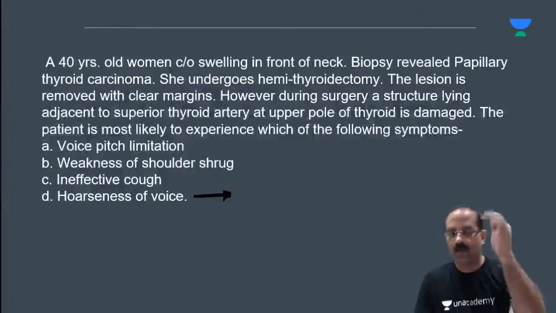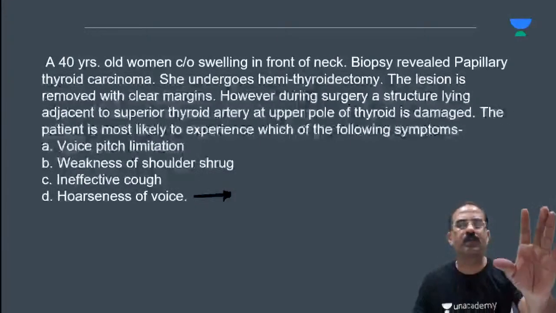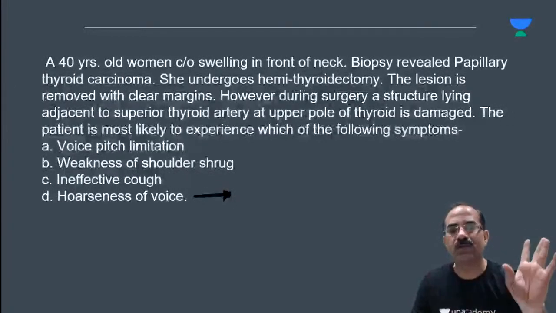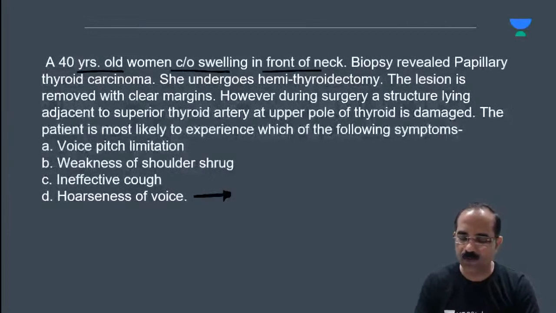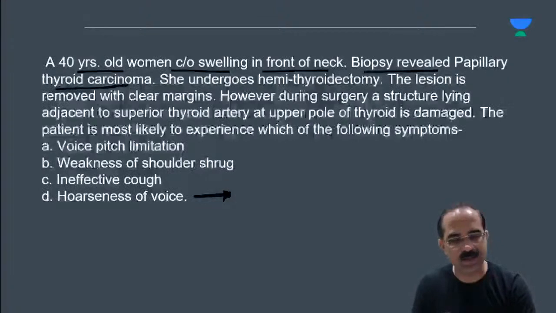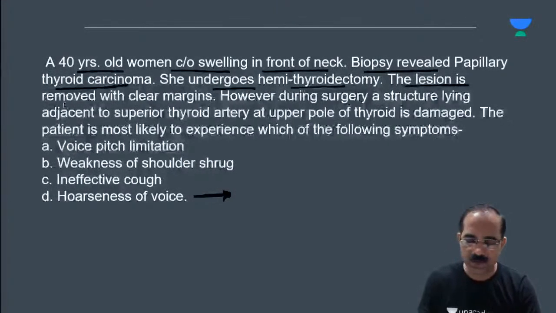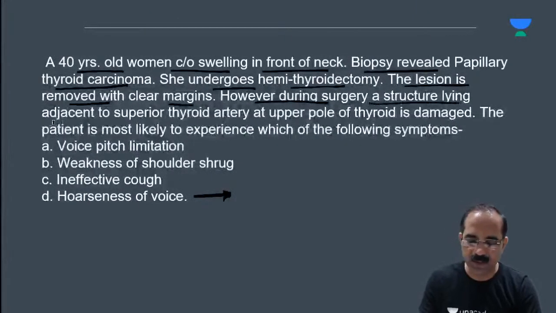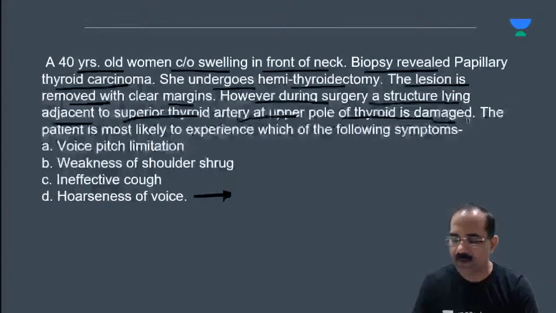I'll start. Have a look, students. Let us start with this very important MCQ. Be very clear about your concepts. I believe in clearing the concepts. All your MCQs will be cleared. A 40-year-old woman complains of swelling in front of the neck. Biopsy revealed a papillary thyroid carcinoma. Fine. She undergoes a hemithyroidectomy. The lesion is removed with clear margins. However, during surgery, a structure lying adjacent to the superior thyroid artery at the upper pole of thyroid is damaged.